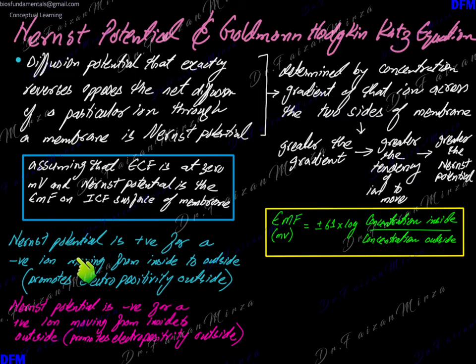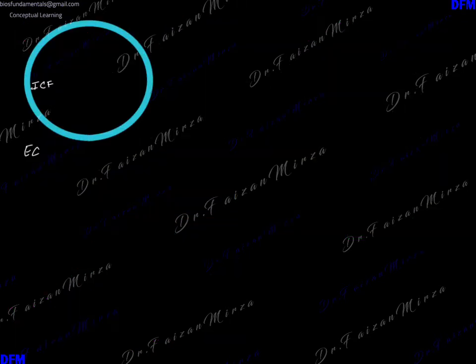You need to understand the movement, whether it's a positive charge or a negative charge that is moving, and the direction in which it is moving. Is it going from inside to outside, or is it moving from outside to inside? This cell here, you can see the cell membrane, ICF and ECF.